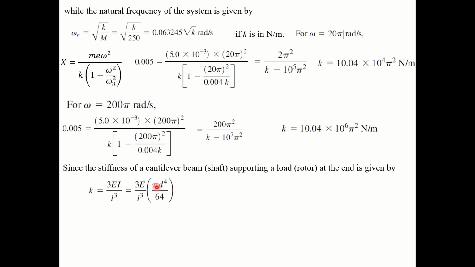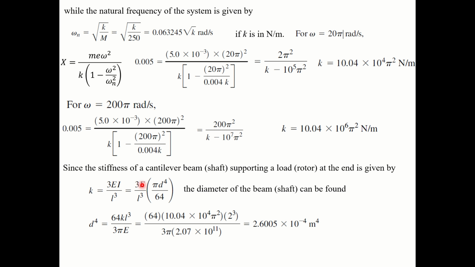I is equal to pi d to the power of 4 by 64, the moment of inertia. L cube is length, and E is Young's modulus. Now we'll see how the diameter of the beam can be found. Put here d to the power of 4. 64 will go this side, 3 E will come this side, L cube will go this side. So d to the power of 4 is 64 k L cube divided by 3 pi E.